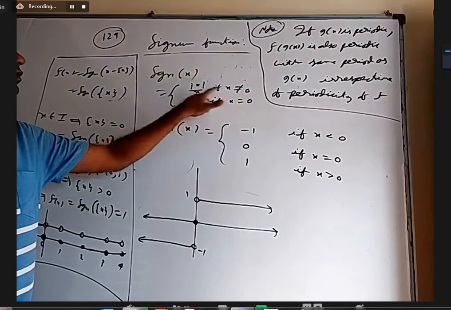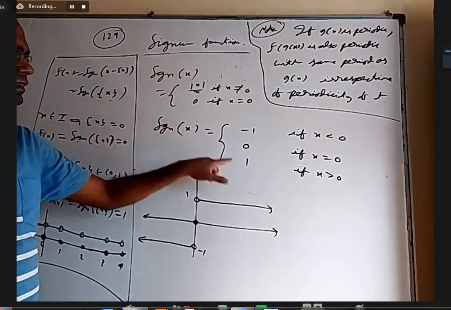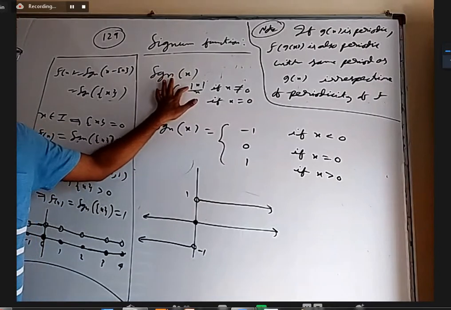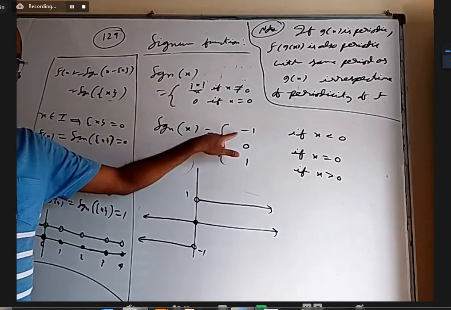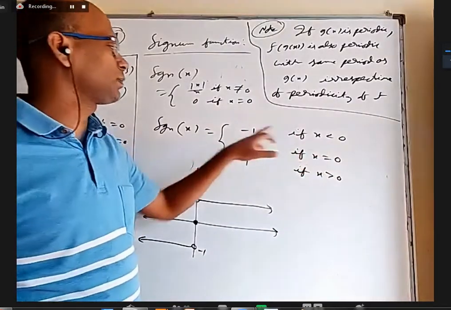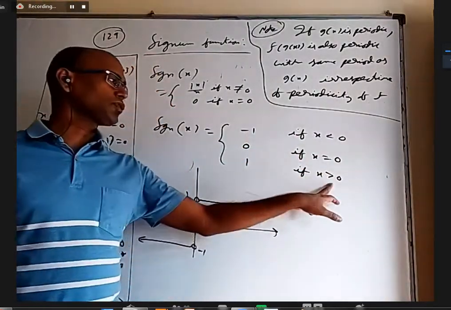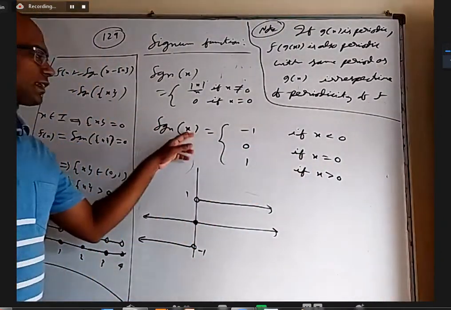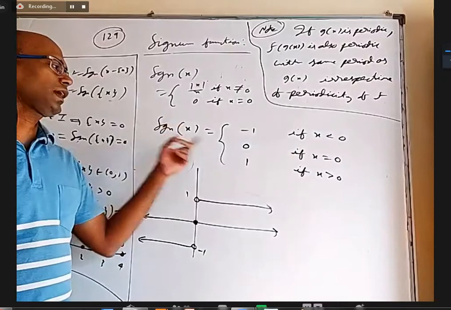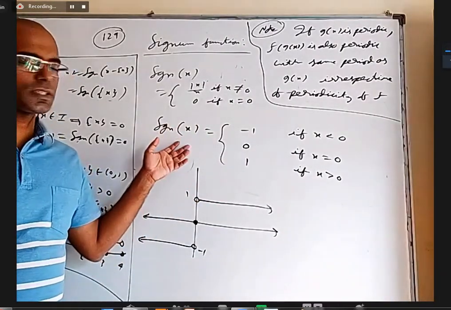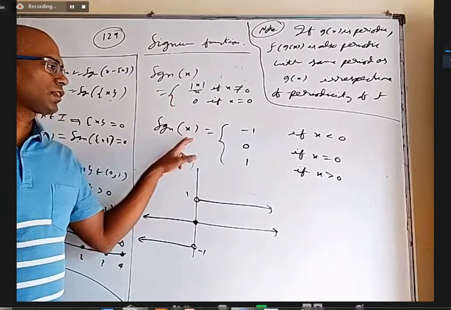Whenever x is positive, mod x and x are the same, so they cancel, and 1 comes. Whenever x is negative, mod x is minus x, so minus x by x is minus 1. So another way to define the signum function is: for any negative value, the image is minus 1; for any positive value, the image is 1; for 0, it is 0. So the signum function of 100 or 1000 or 1 lakh will be 1 only. The signum function of minus 2 or minus root 3 or minus 1000 will be minus 1. Signum function of 0 will be 0.